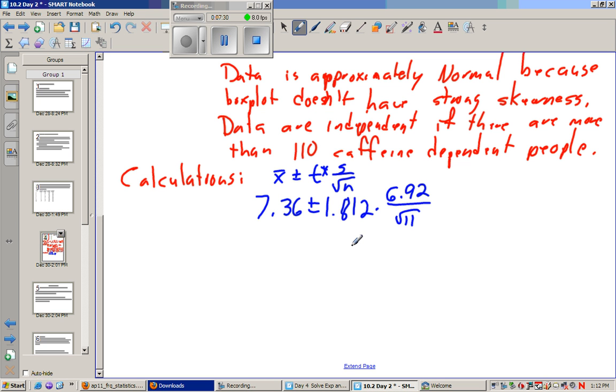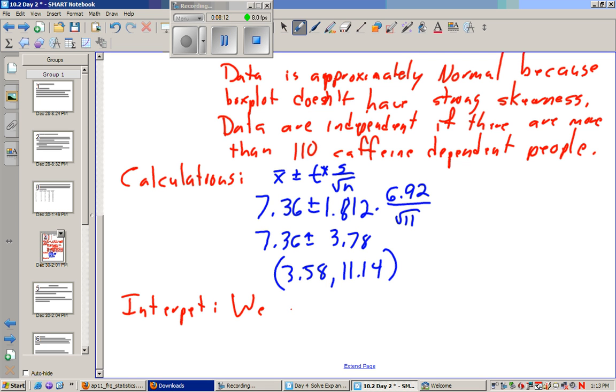So now I take 1.812 times 6.92 divided by the square root of 11, and I get 3.78. 7.36 minus 3.78 is 3.58, all the way up to 7.36 plus 3.78, 11.14. So that is our confidence interval.